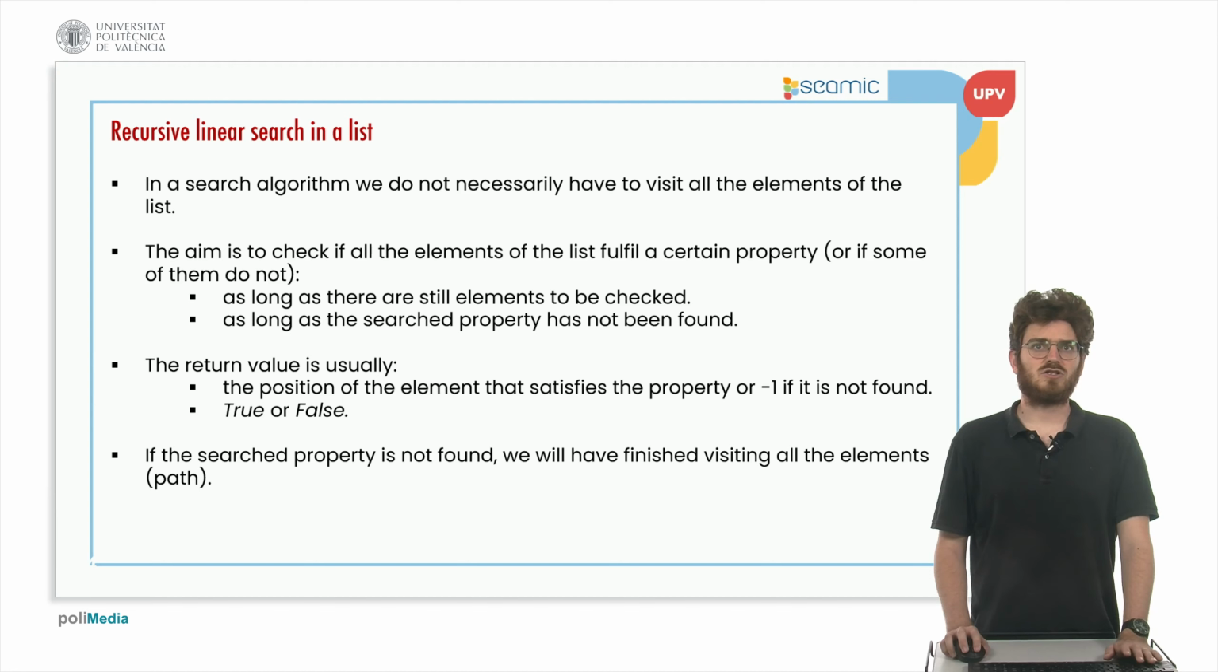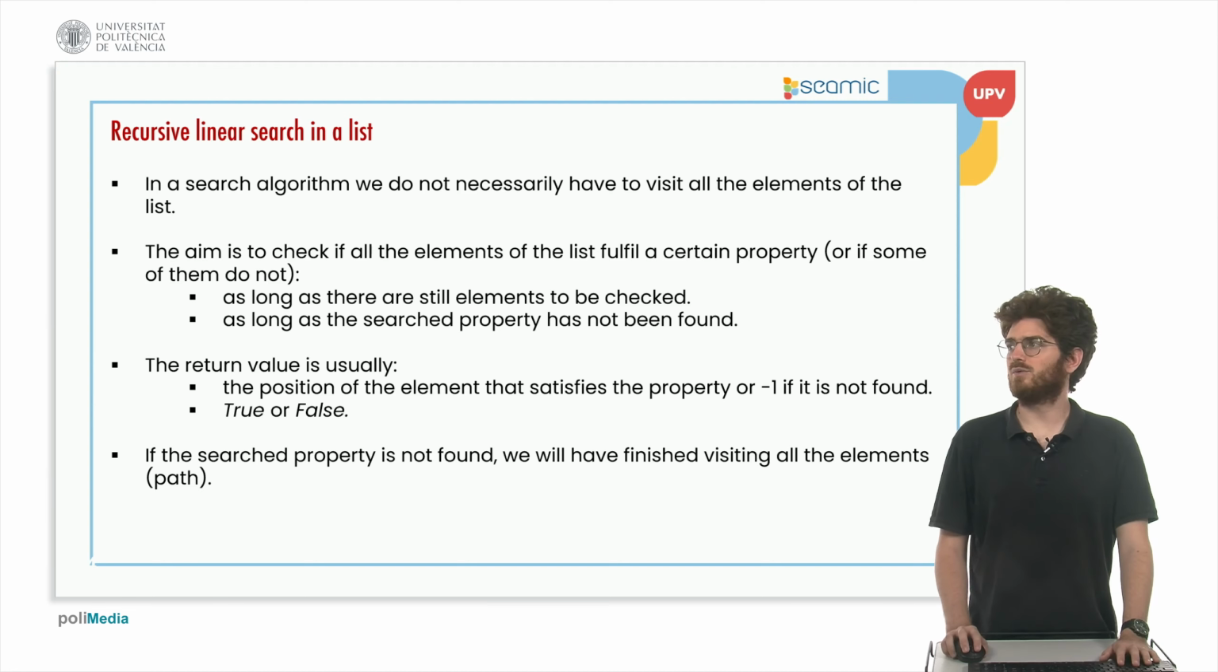A search is defined by being able to check whether a list contains a specific value or satisfies a specific property. Sometimes we can end the search early. For example, if we're checking whether our list contains only even values, as soon as we find an odd value, we can stop the search and say that the property has not been satisfied.